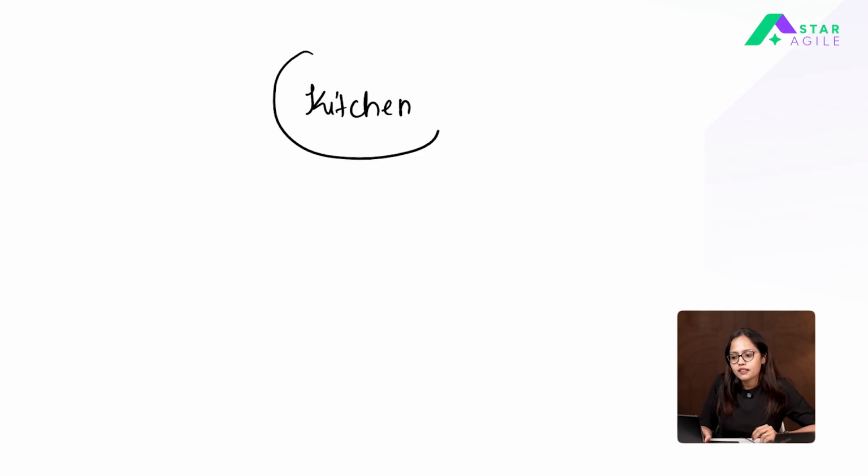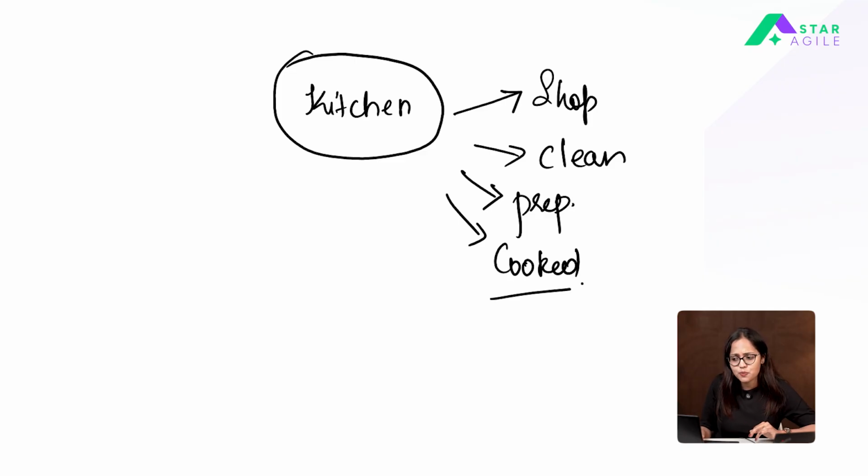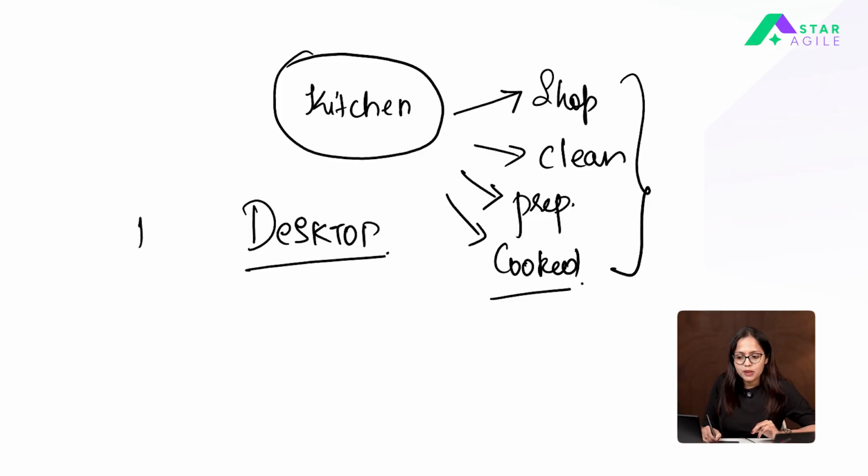Let's say you're in your kitchen and you want to prepare a dish. Before the preparation, you need to first shop all the groceries and then you may have to clean them. That's like data cleaning. And then you may have to prep it. And finally, you have the dish that is cooked. So these many functionalities you will be able to do in your desktop. Okay, so that's your PBI Desktop.